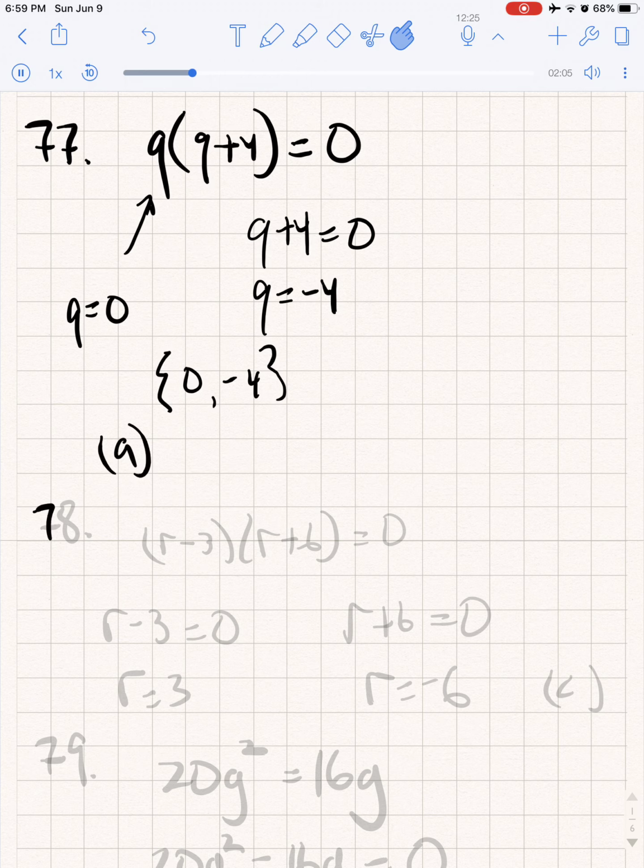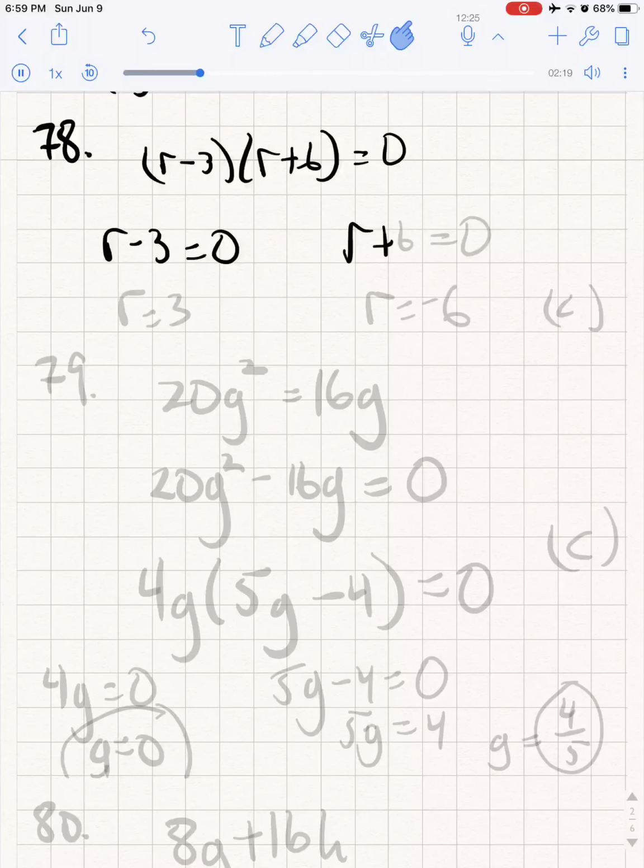78. (r - 3), these are already factored for you. It makes it so much easier. (r + 6) equals 0. (r - 3) equals 0. (r + 6) equals 0. Set them both equal to 0. r equals 3 or r equals negative 6. That is choice C.